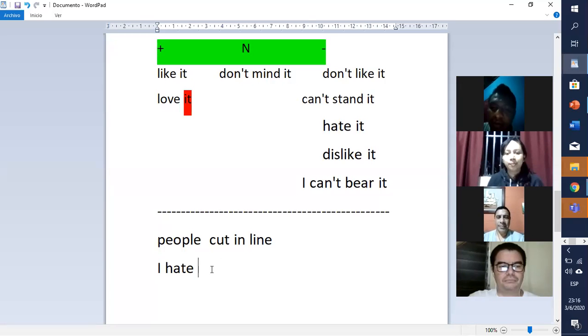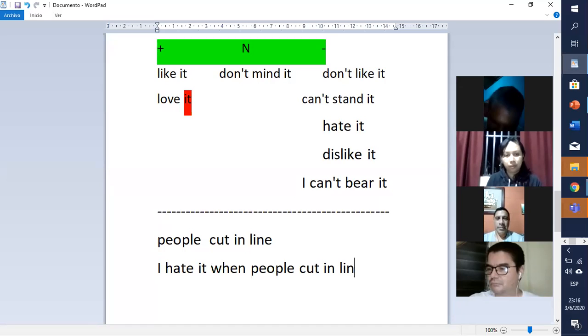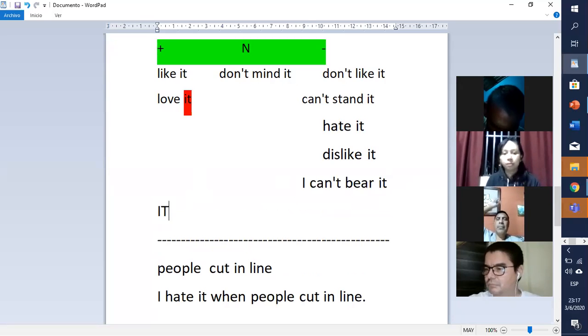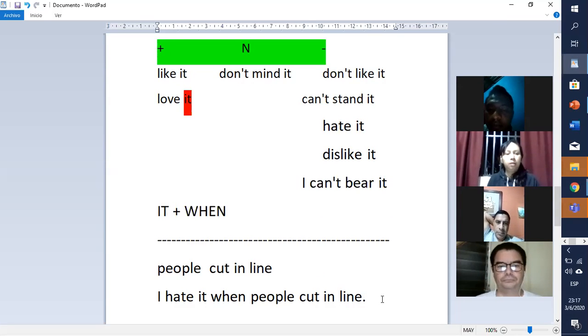Okay. So can I hate it... Sorry? I hate it when... Can you also say it bothers me when people talk in line? I don't understand, Roberto. Sorry. Can you also say it bothers me? It bothers me. Yes, the thing is that we're trying to use it. It is acceptable, but we're trying to learn this structure right now. It plus when. Ah, okay. But it is right.